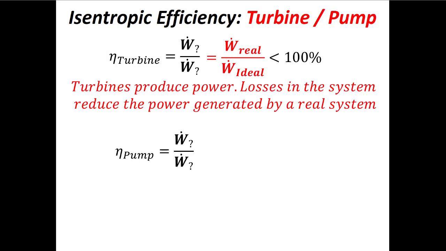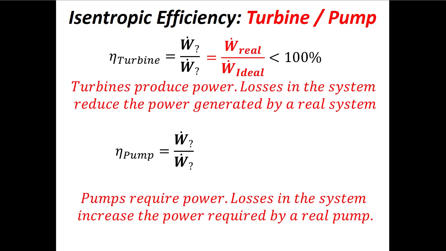For a pump, the concept is the same, but the algebra is a little bit different. And that's because the pump consumes power, and that's a cost. So now, since pumps require power, and that's a cost, what the irreversibilities do is they increase the cost that we have to pay to run the pump. So in this case, the real pump requires more power than the ideal pump. So now we have the ideal pump divided by the real pump.